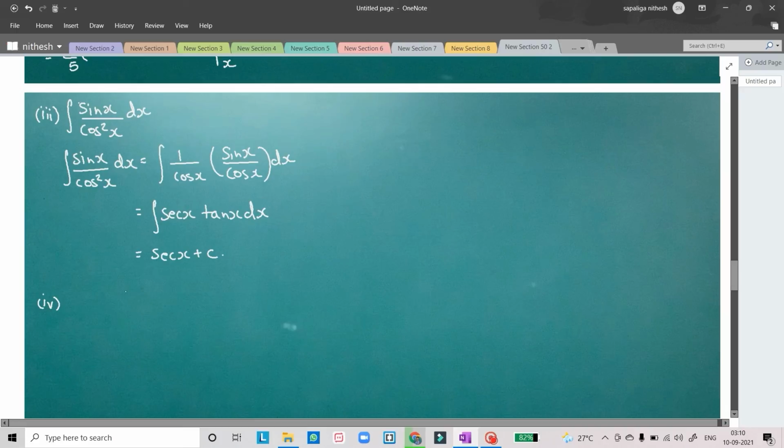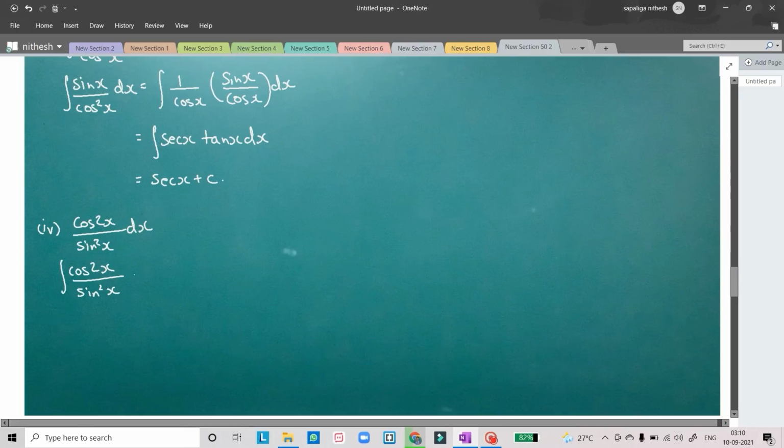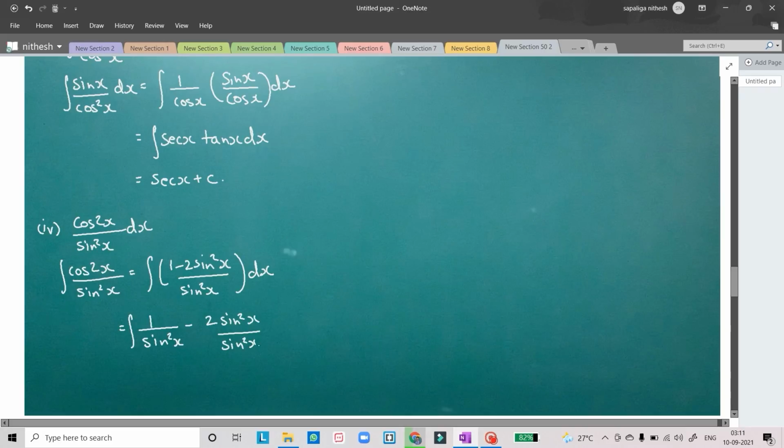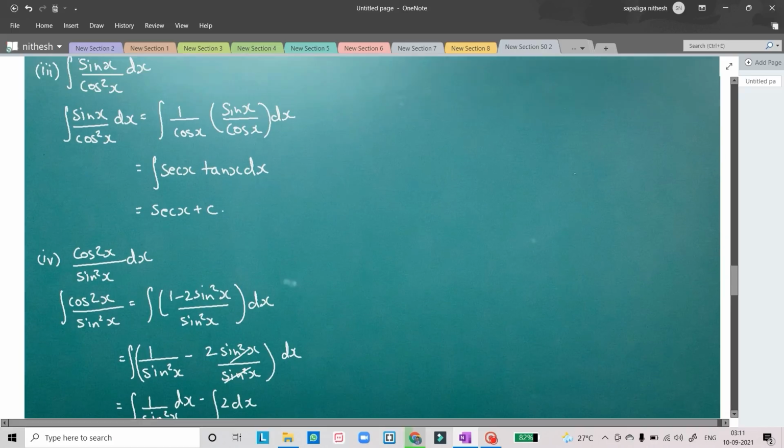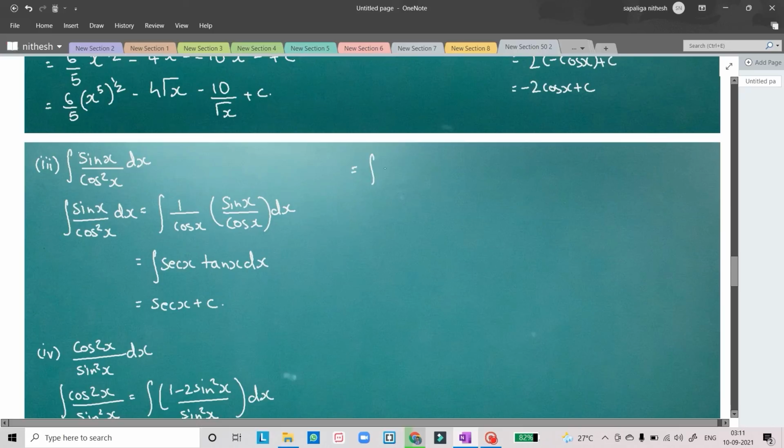Fourth question, cos 2x upon sine square x. We can write cos 2x as 1 minus 2 sine square x, using the trigonometric formula, and split the denominator sine square x as 1 upon sine square x minus 2 sine square x upon sine square x. Here the sine square x and sine square x get cancelled. So 1 upon sine square x can be written as cosec square x dx, minus the 2 taken as common, and the integral of a constant is x. So the integral of cosec square x is minus cot x, minus 2x plus c.